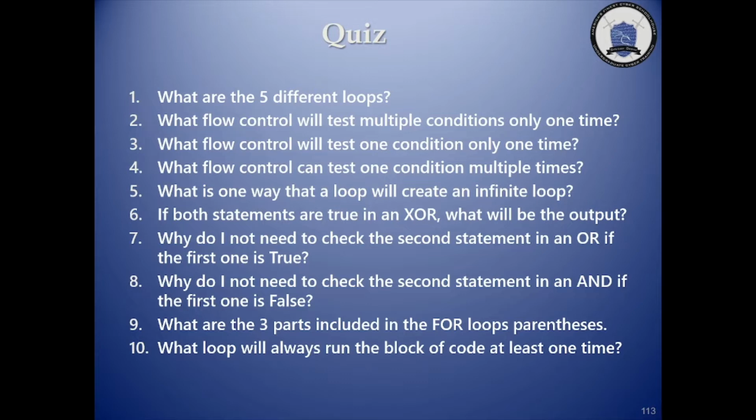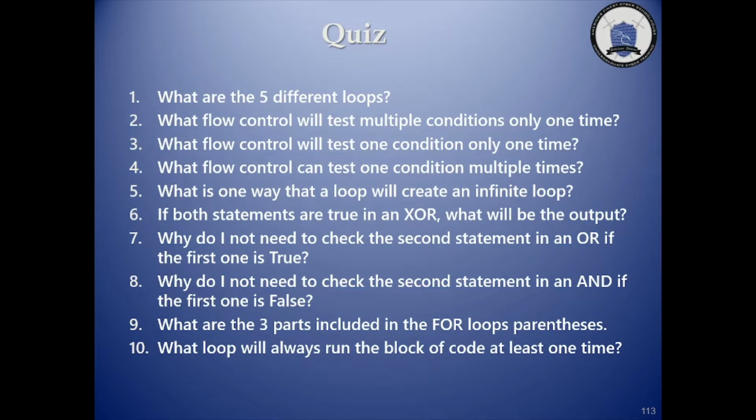And then number 8, why do I not need to check the second statement in an AND if the first one is false? So it's kind of the opposite of the OR here. So AND needs both of the sides to be true. So if the first one is false, it doesn't matter if the second one is true or false because it's still going to result in false either way.